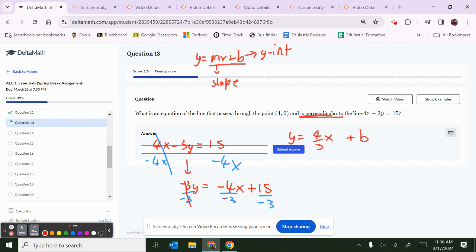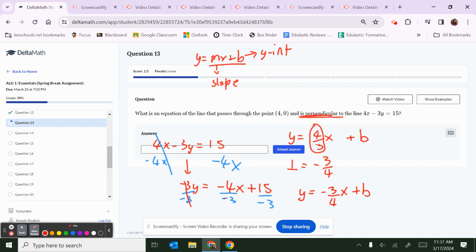Now I'm going to do the perpendicular. Perpendicular means that whatever my slope is, so whatever this number is, I'm going to change the sign. So it's going to go from a positive to a negative, and I'm going to flip the number. So instead of writing it as 4 over 3, I write it as 3 over 4. So that is my new slope. So my equation would be y equals negative 3 over 4x plus b.